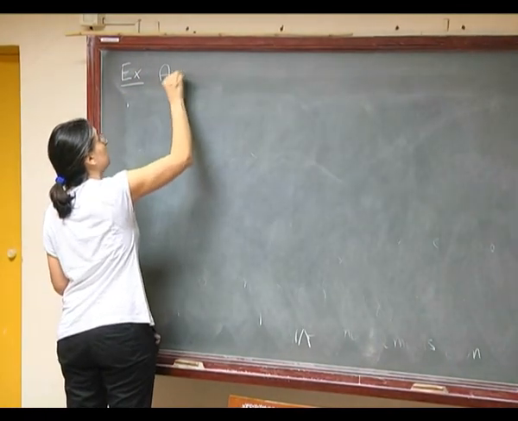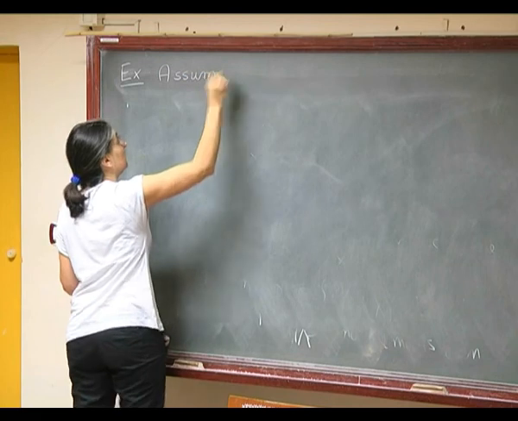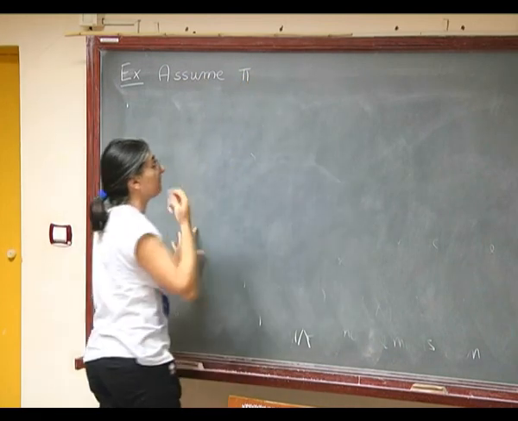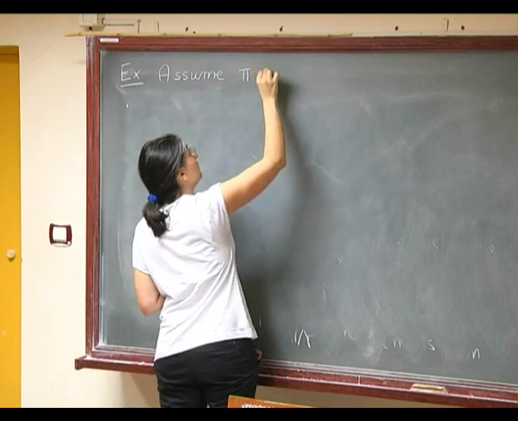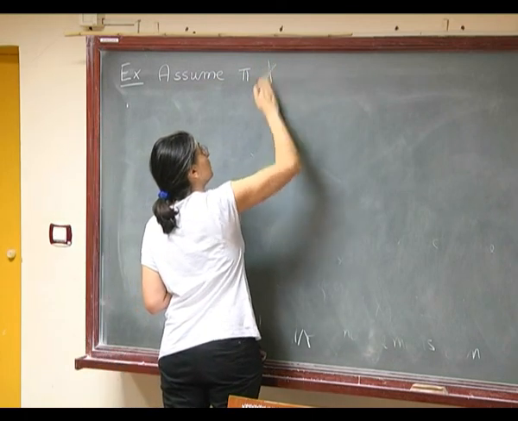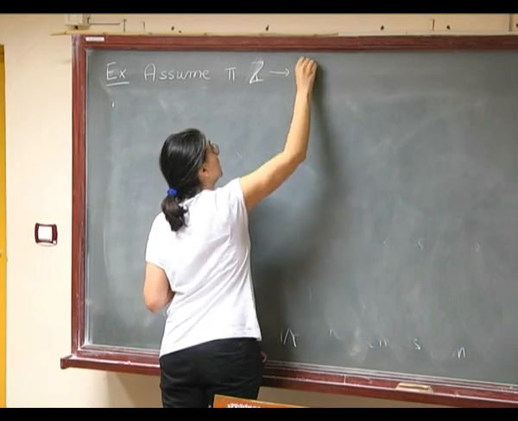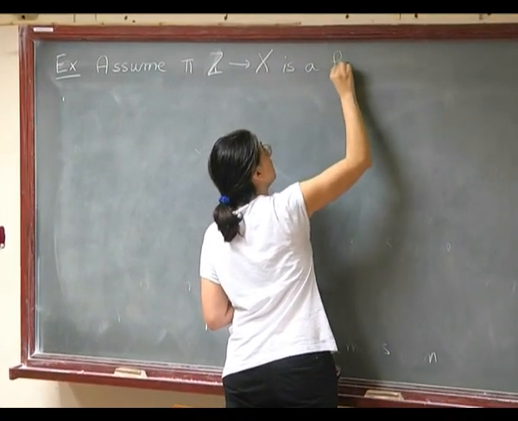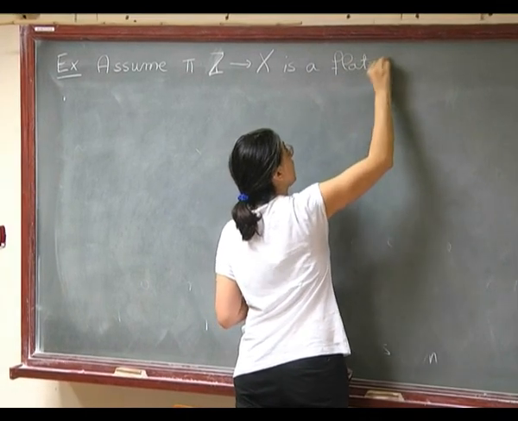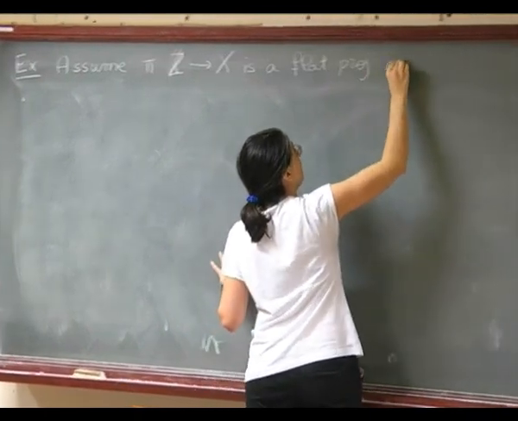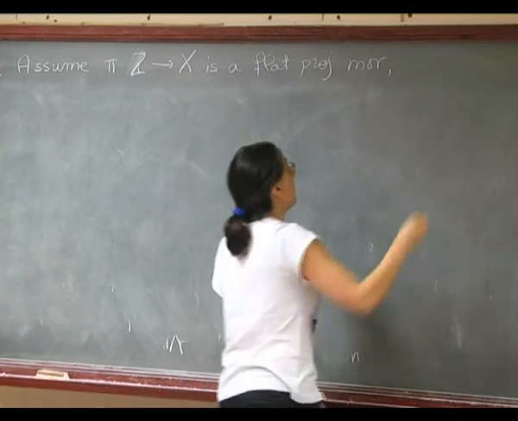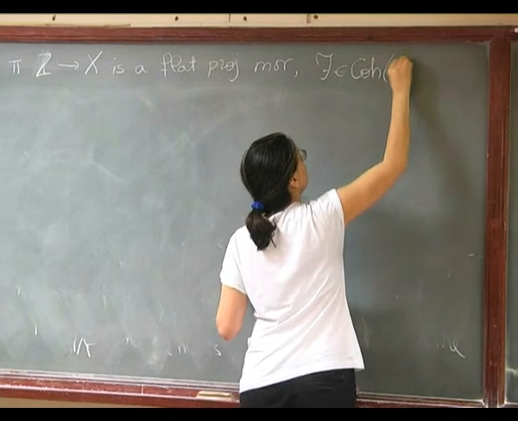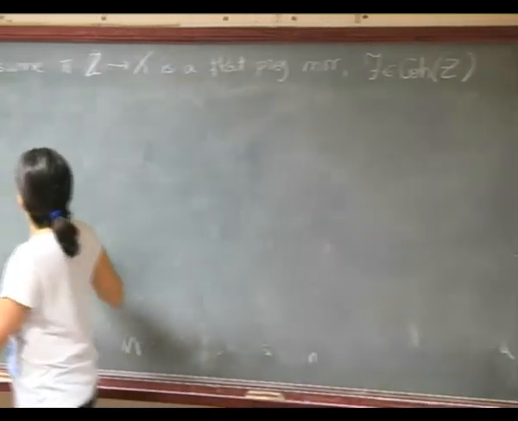So assume pi from Z to X is a flat projective morphism, and F in Coh(Z) is flat over X.